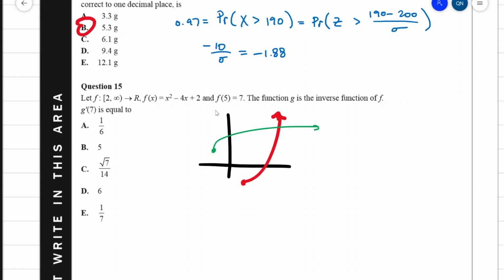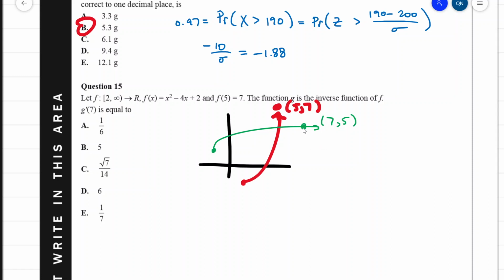And we know f of 5 is 7. So if you go to 5 over here, that's the point 5 comma 7. This is not to scale, by the way. And we want to find g prime of 7. So let's think about this. We want to put this point all the way up over here. So for g prime of 7, this is the point 7 comma 5 in fact. We want to find g prime of 7, which is the gradient right at that point there.